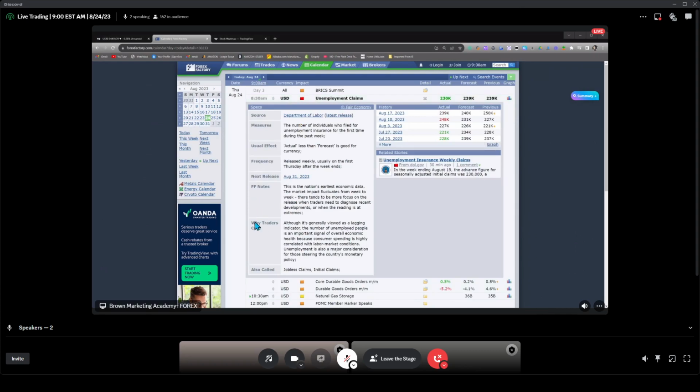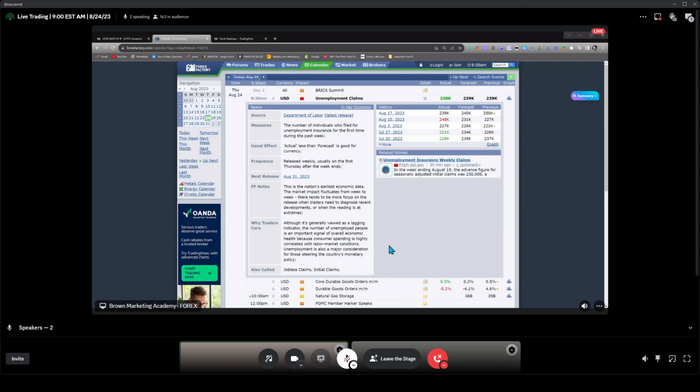All right. If you don't know what that is, always click on the folder and then read here why traders care. Although it is generally viewed as the lagging indicator, the number of unemployed people is an important signal of overall economic health because consumer spending is highly correlated with labor market conditions. Unemployment is also a major consideration for those steering the country's monetary policy. Basically, what this means is it just measures the amount of people filing for unemployment in the United States.